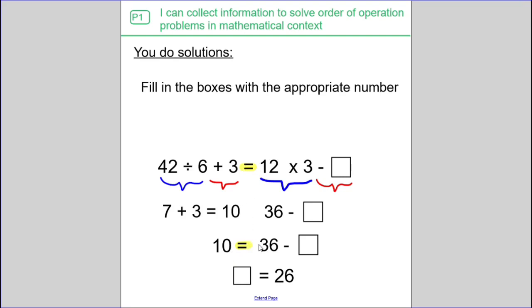Remember, the equals means that both the numbers are equal and that they have the same value on both sides. The only number that satisfies this is 26. Therefore, the appropriate number is 26. Now here, luckily, we were starting off with multiplying, then subtracting, so this type of question was quite easy to do.